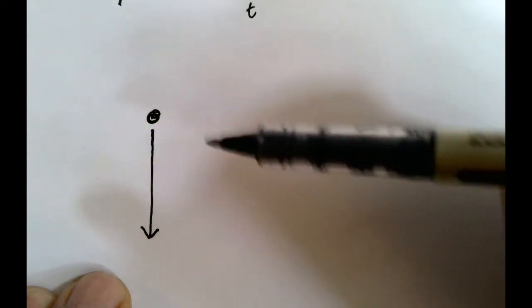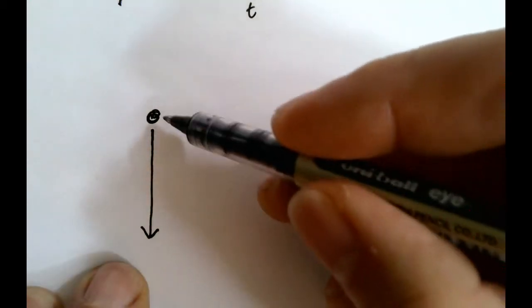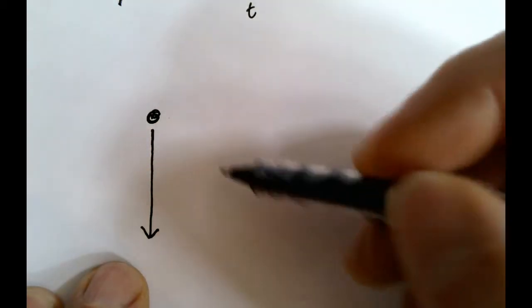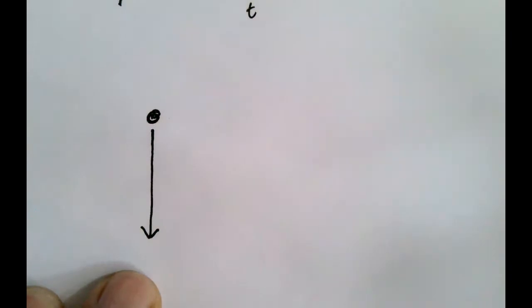It starts with zero velocity, and then as it falls, the velocity is going to get larger and larger and larger. It's going to go faster and faster. It's going to accelerate. But you have to decide what is positive and what's negative. And the convention is, normally, that up is positive.